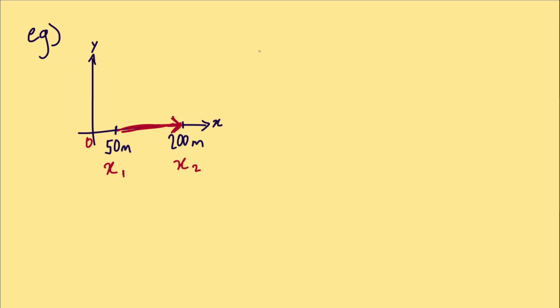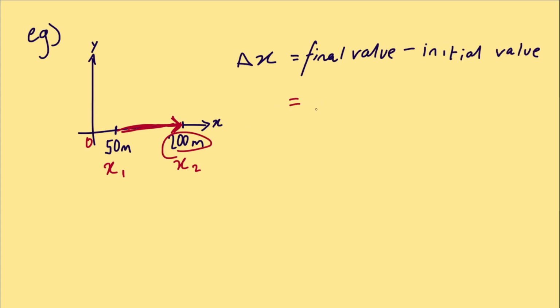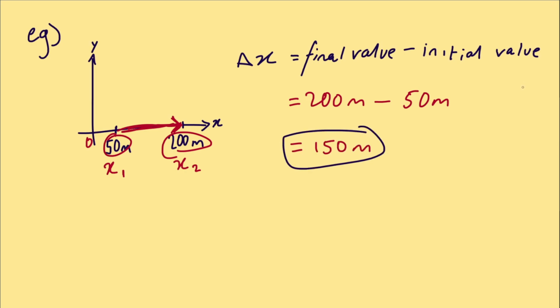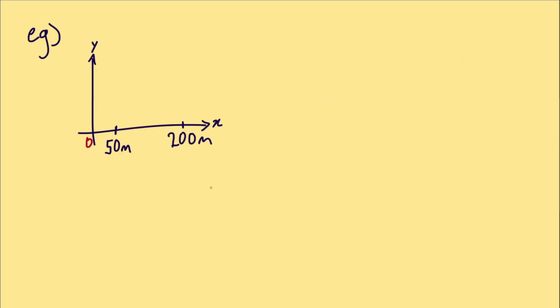Now let's find the displacement. Displacement is delta x, which is the final value minus the initial value. Here, the final value is 200 meters. 200 meters minus the first value, 50 meters. The displacement is 150 meters. Done. Here's a second example.